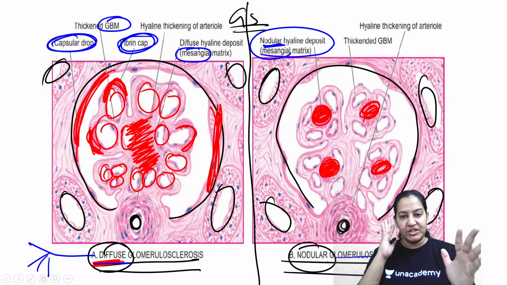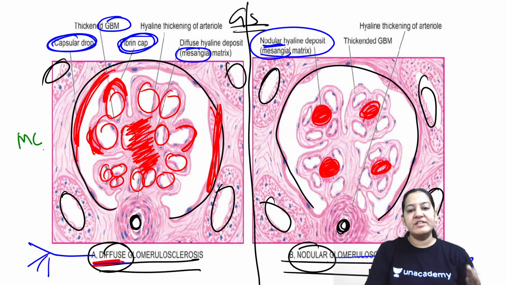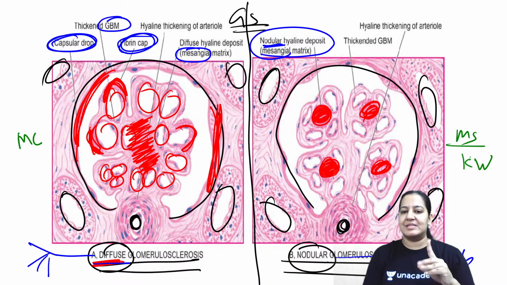So these are the glomerular changes in both of them. Which is more common? More common is the diffuse one. Which is more specific? More specific is the nodular one. The nodular one has another name, Kimmelstiel-Wilson kidney.